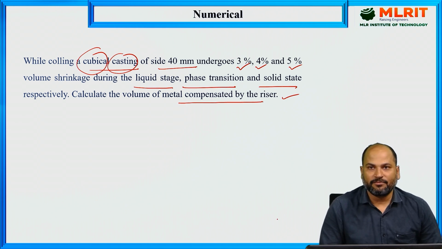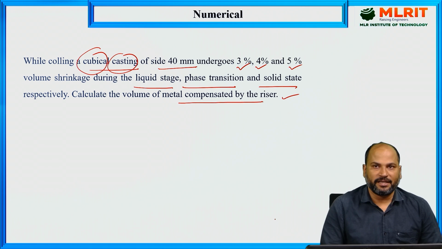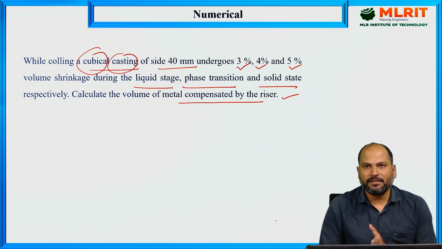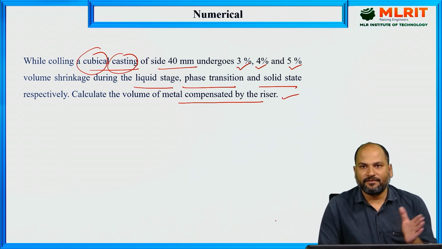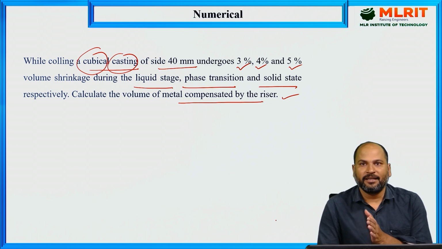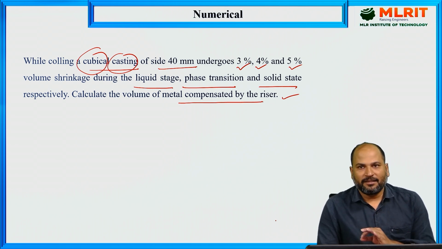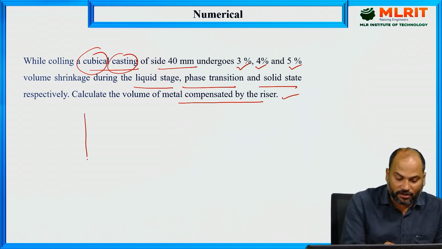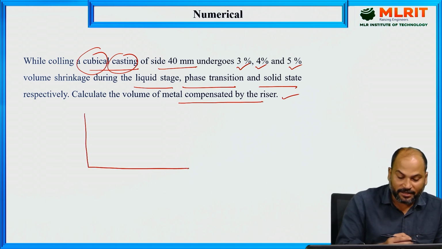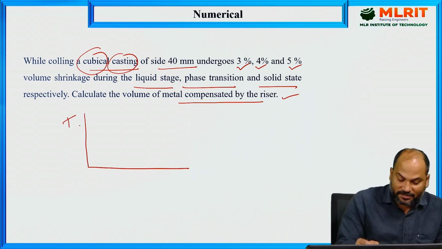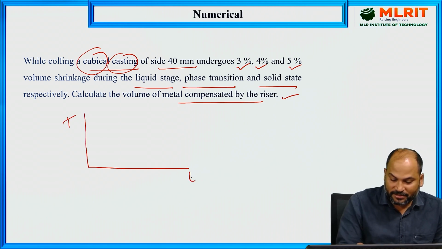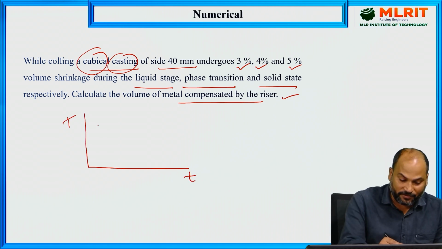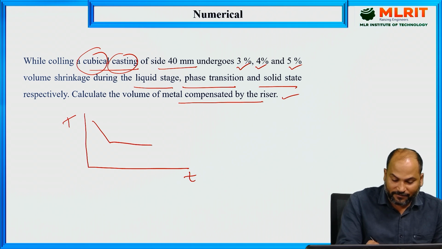As we have already discussed in the previous lecture, whenever there is phase transformation in the casting from the liquid state to the solid state, actually the pattern is taking care of the shrinkage as well as the riser is also taking care of the shrinkage. If we see this cooling curve which we have already studied, it is temperature versus time. And if we draw this, the graph looks like this.